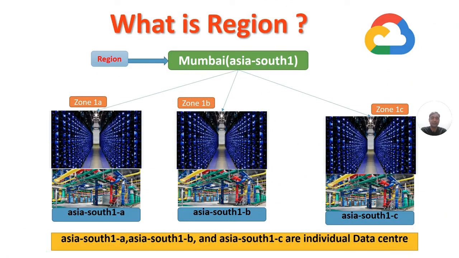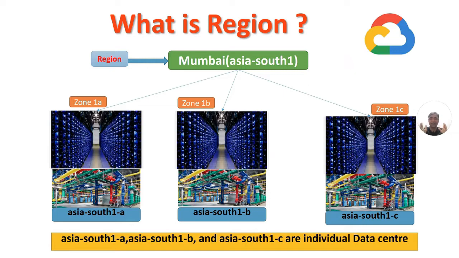Guys, regions represent a specific geographic location where GCP resources can be deployed. A region consists of two or more zones and is typically separated by a sufficient distance to reduce the risk of a simultaneous failure. Each region has its own identity and resources, including network infrastructure, storage systems, and services. For example, the GCP regions include US Central 1, Europe West 1, and Asia Southeast Singapore, and many more.